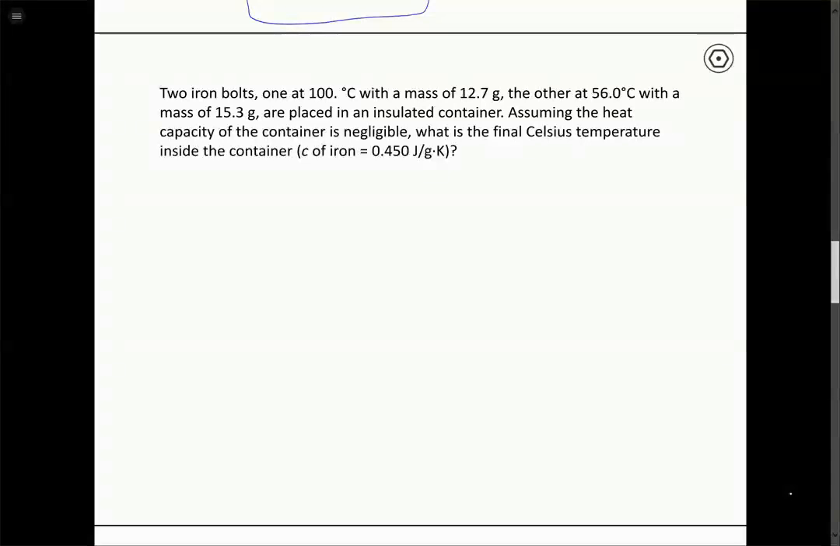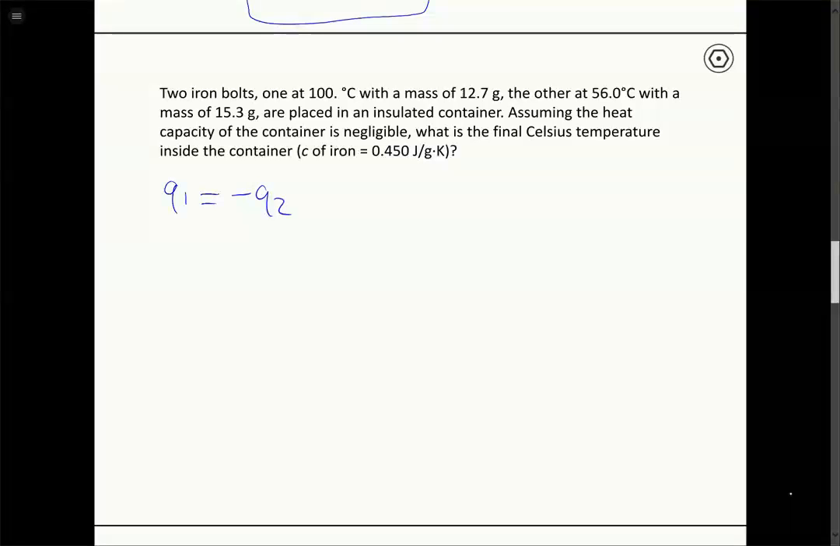So again, we have two objects placed in contact with each other. One's at a higher temperature, one's at a lower temperature. So heat is going to transfer between the two objects until the temperature is the same and there's no more heat transfer. So the heat for one of them is going to be equal to the negative of the heat for the other. Alright, so Q1 equals minus Q2, or you could also write it as minus Q1 equals Q2. Remember, we just put a negative sign on one side.